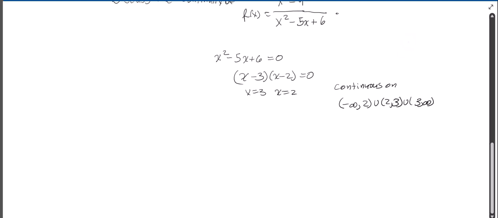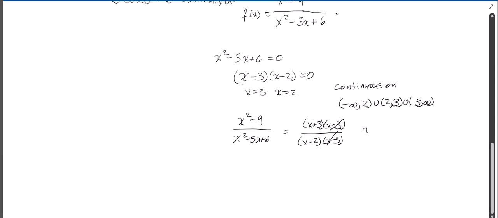Now, what types of discontinuities are these? Because you might be asked that. To figure that out, I have to completely factor this and see whether or not my factors cancel or not. So this is equal to x plus 3, x minus 3 over x minus 2, x minus 3. The x minus 3's cancel.